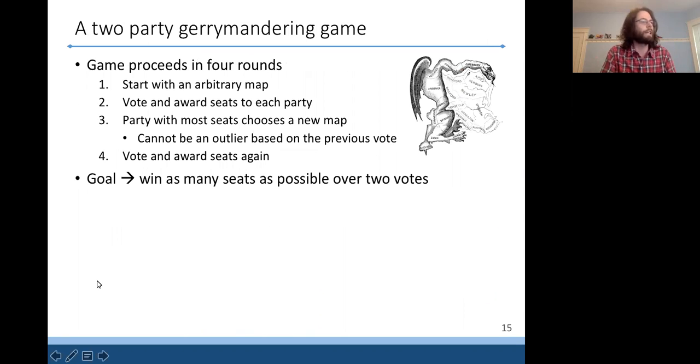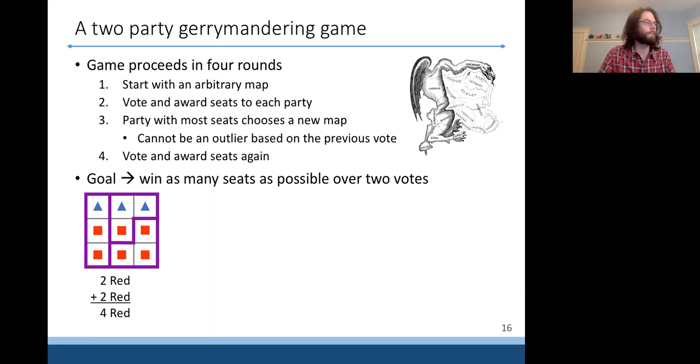So how does this game work? We set up a game where we start with an arbitrary map, or you can think of one chosen by a party, but for simplicity, let's say an arbitrary map. Then we have a round where we vote and award seats to each party. Then we have another round where we draw a new map, and we have this banning outliers restriction where we can't draw an outlier map based on looking at the previous votes. And then we vote and award seats again, and the goal for each party is to win as many seats as possible over these two voting rounds.